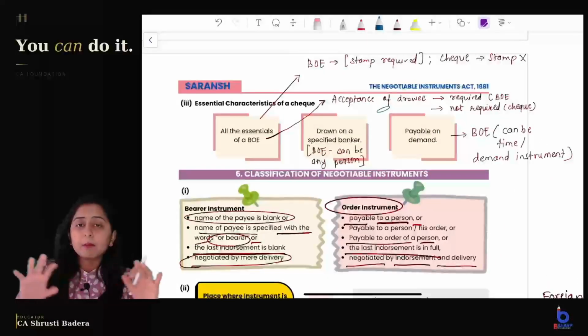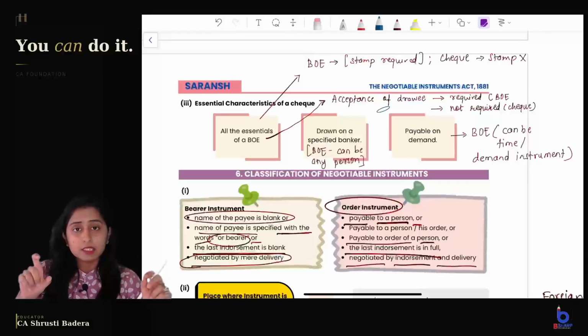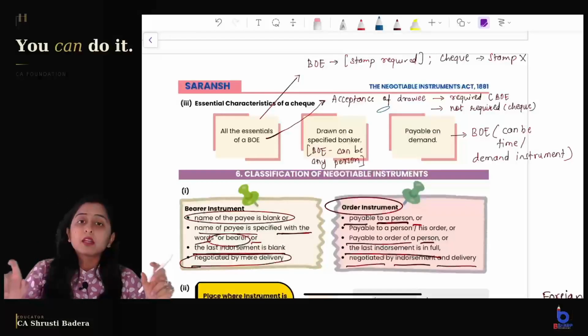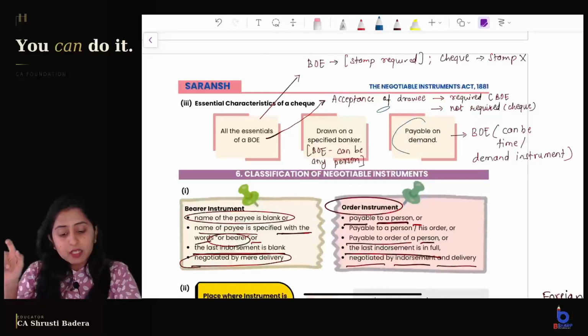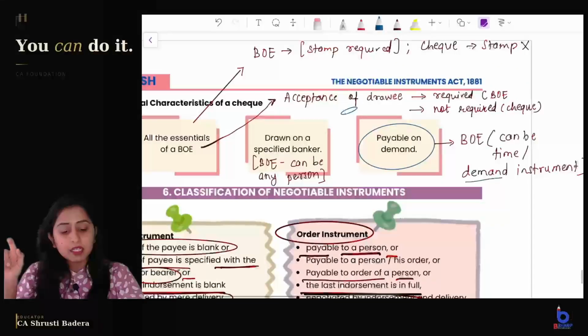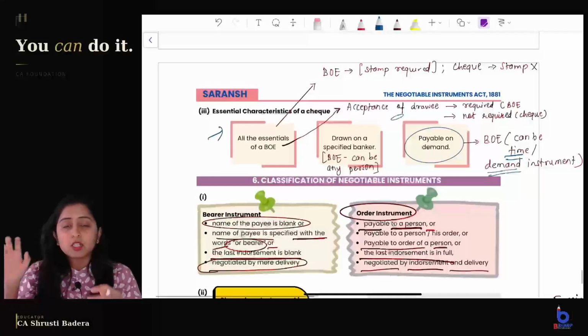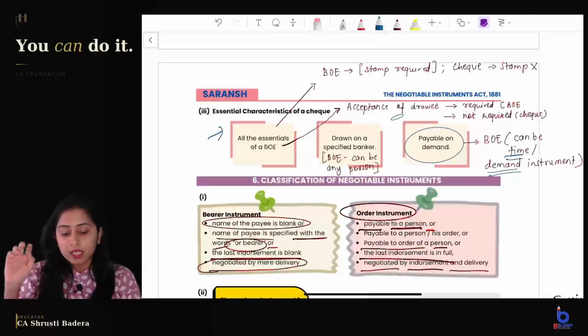Characteristics of check, same as the bills of exchange, but there are certain differences, like a check need not be stamped, but a bill of exchange has to be stamped. Check is always drawn on a specified banker, drawee is always a banker, but bills of exchange can be drawn on any person. A bill of exchange cannot be made payable to bearer on demand, but a check is always payable on demand. A bill of exchange can be a demand instrument or a time instrument as well. So that is the difference and the essential characteristics, both get covered here.